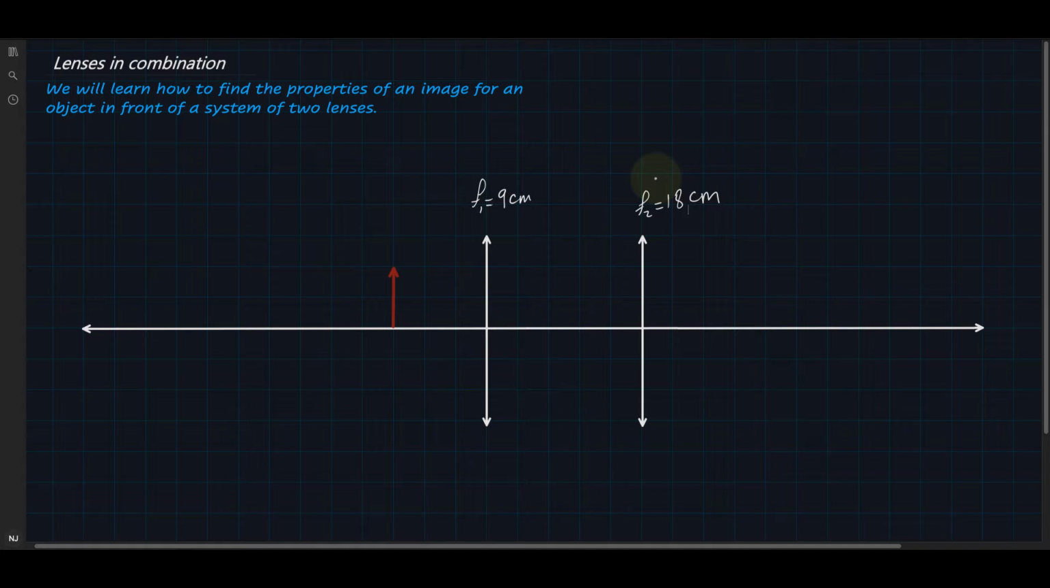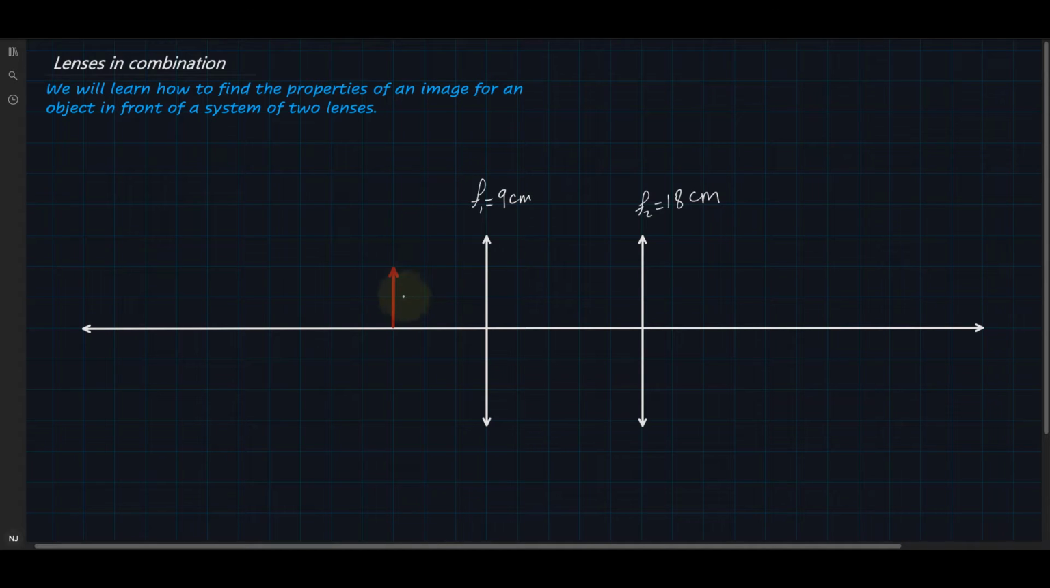We have now an object in front of two lenses. Some optical instruments, such as telescopes, will use more than one lens. Some advanced telescopes will use three, and microscopes will also use a lens or two. There are many applications for that.